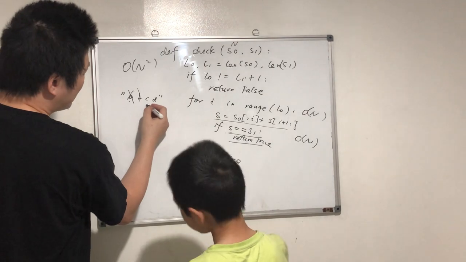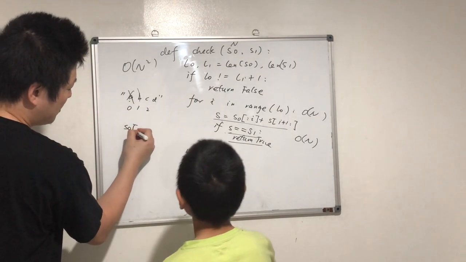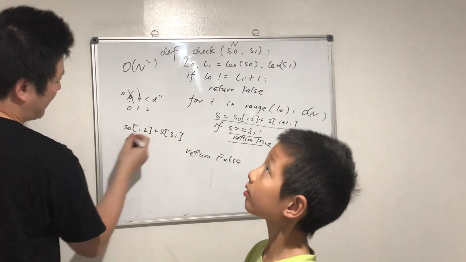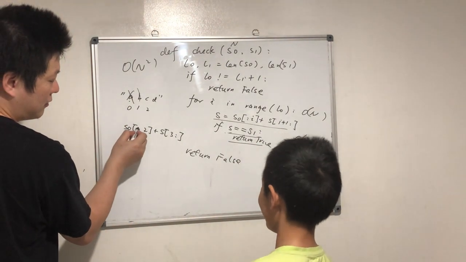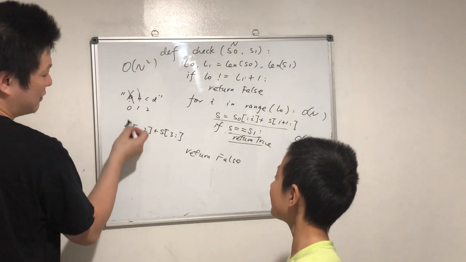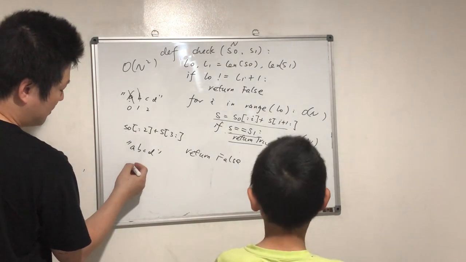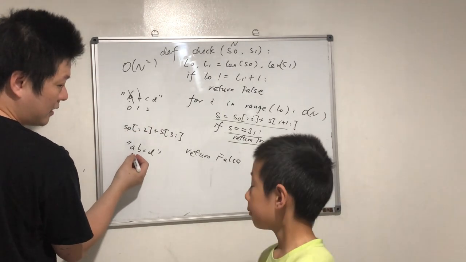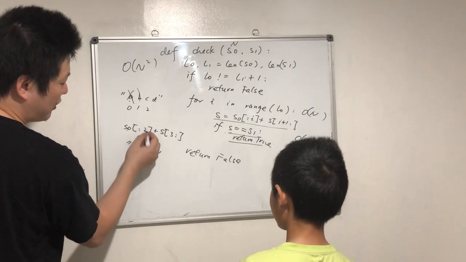Look. If i equals 2, S0 up to 2 plus S0 from 3. What does it mean? What's S0 up to 2? If S0 is A, B, C, D with indices 0, 1, 2, S0 up to 2 means A, B, not including C.